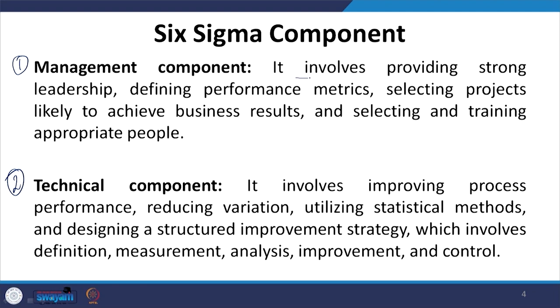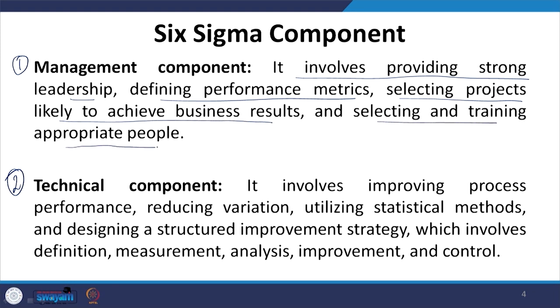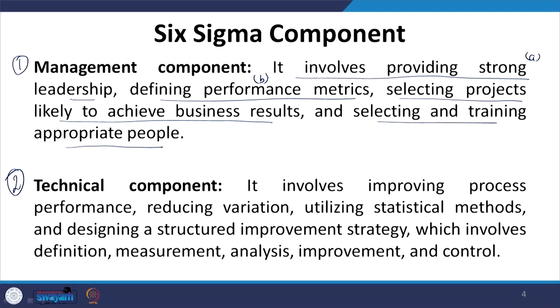In the management component, it involves providing strong leadership, defining performance criteria, selecting projects which are likely to achieve business results, and selecting and training appropriate people. These are the different types of managerial actions which are required in a Six Sigma implementation process. One is leadership, the top management commitment that we have already discussed in our TQM class. The second is, how are you going to measure your performance? That is the second important level.